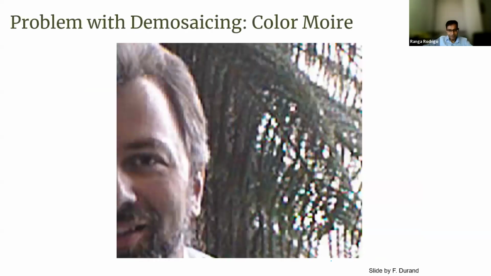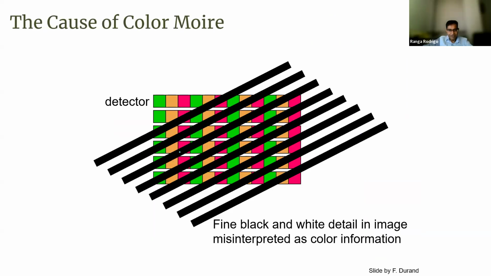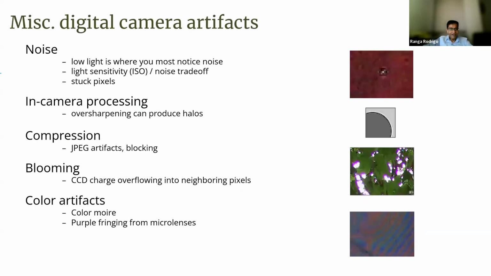Okay. So you can see the color, these problems are there. That comes because of the interpolation that you have to do in a digital sensor. I will not talk about it too much. You can study that. So, miscellaneous digital camera artifacts: noise is there.